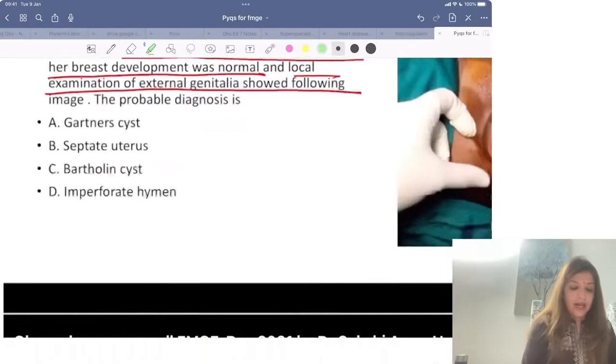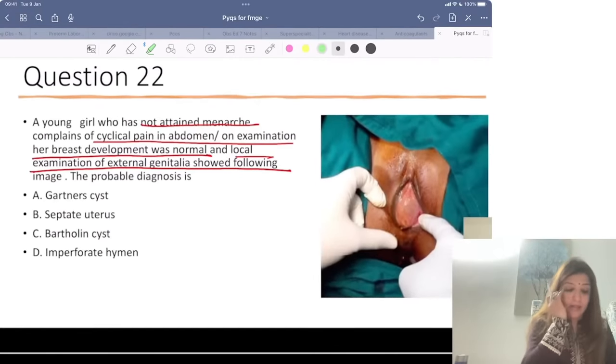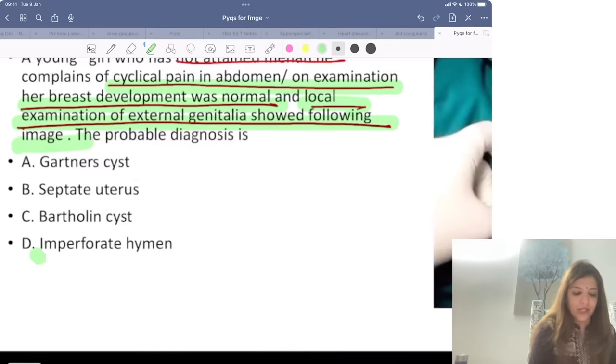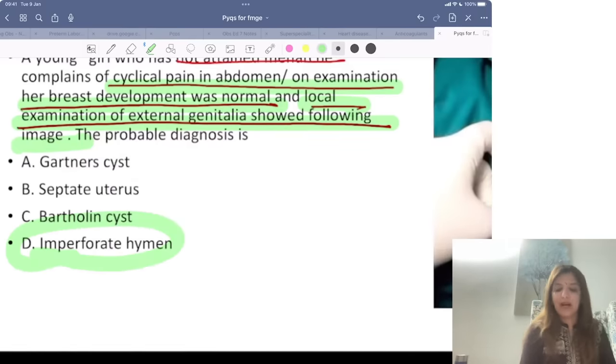Next question. A young girl who has not attained menarche complains of cyclical pain in abdomen. Her breast development was normal. Local examination of the genitalia showed the following image. So this image was given. What are you seeing over here? You are seeing that there is imperforate hymen. You are seeing a bulging hymen, a tensed hymen. And that is why this is a case of imperforate hymen.